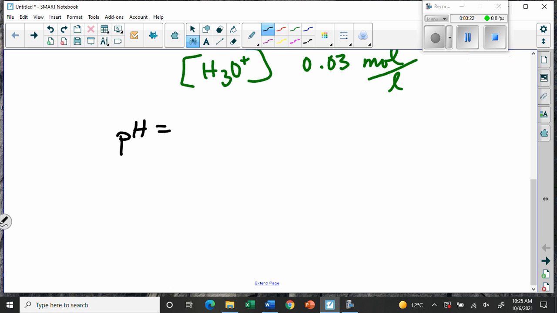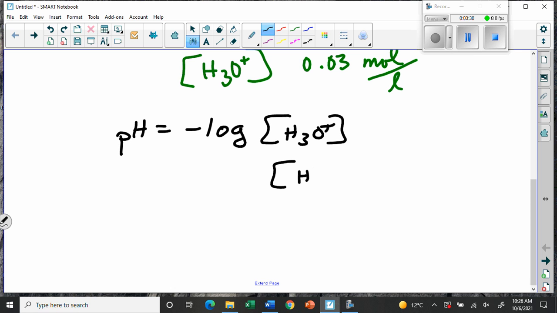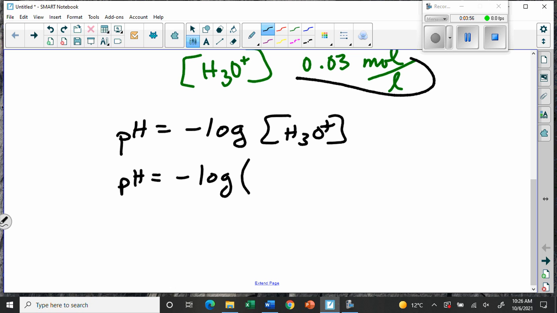pH equals the negative log of the hydronium ion concentration. Now some people in some textbooks, they'll write H plus here instead of H3O. And that's okay too, because really we're tracking that hydrogen, right? But remember, the hydrogen always rides on a water molecule and makes hydronium. So I prefer to use hydronium instead of the H plus to remind us of that. Anyway, we put in our numbers here. So pH equals the negative log of 0.03 moles per liter.